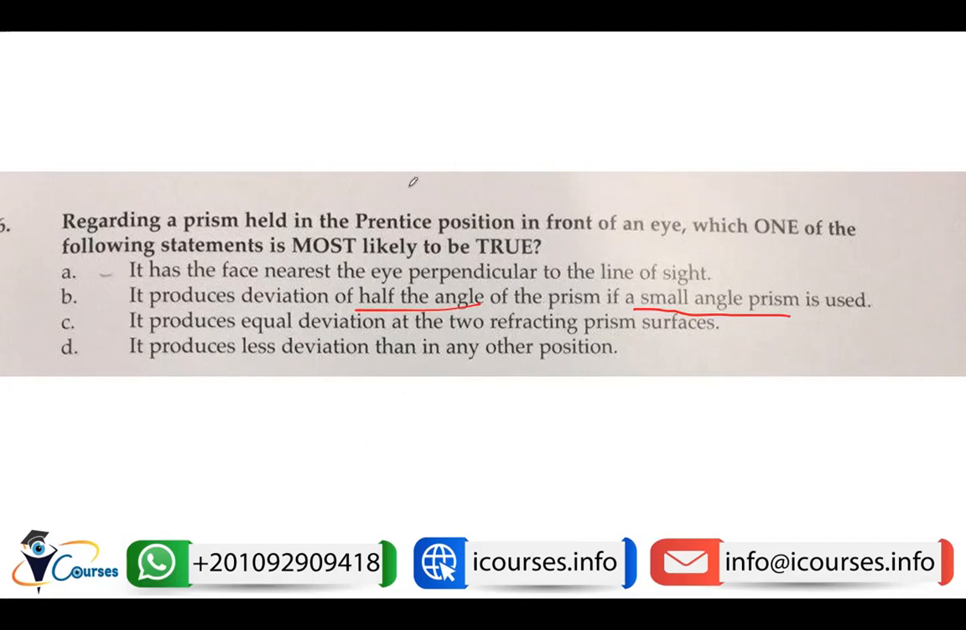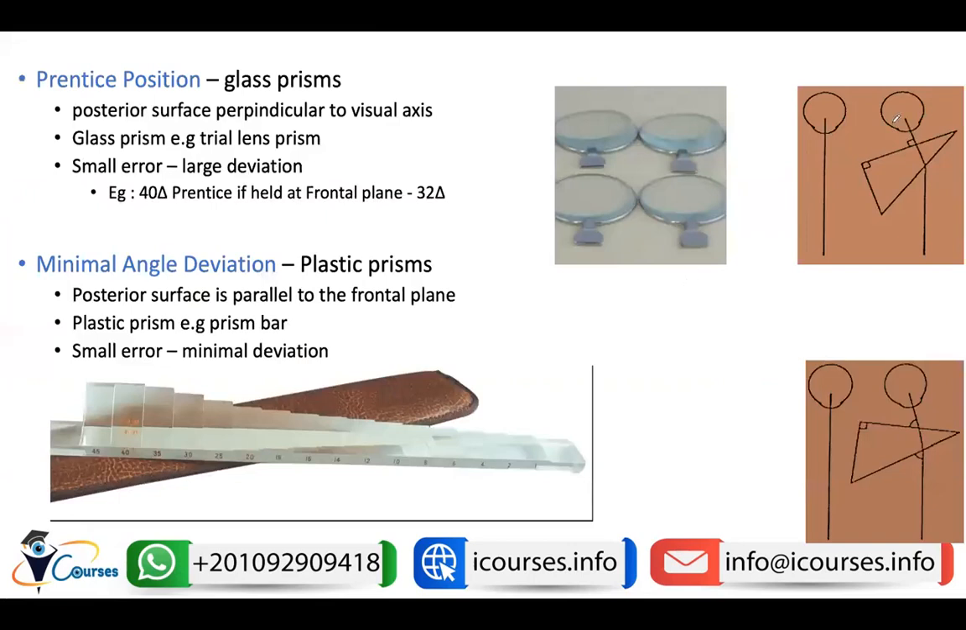Okay, so you all gave wrong answers except the right answer. This is funny, actually. Okay, the Prentice position is a position of the prism held in front of the face at a specific position. What is this specific position? The side of the prism near the eye, which is facing the eye, is perpendicular to the visual axis or the line of sight. As you can see here, this is the Prentice position.